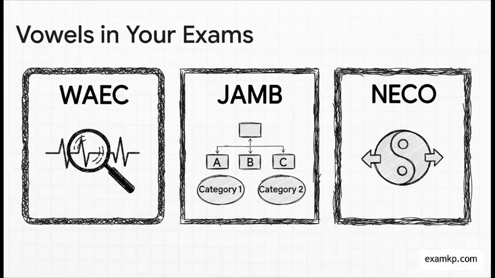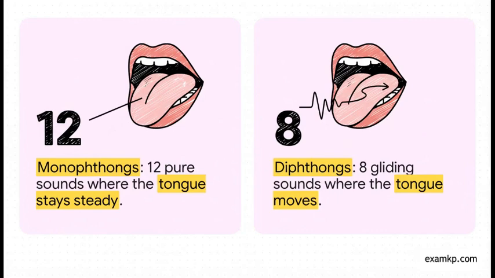For WAEC, you'll be identifying specific sounds. For JAMB, you're going to see questions on classifying different vowels. And NECO will test you on vowel contrasts. Getting this right directly boosts your score. It's that important. Now, those 20 vowel sounds are organized into 2 main families. You've got 12 monophthongs, which are pure single sounds, and 8 diphthongs, which are gliding sounds.